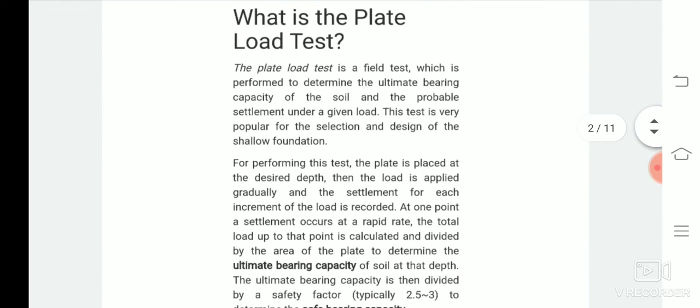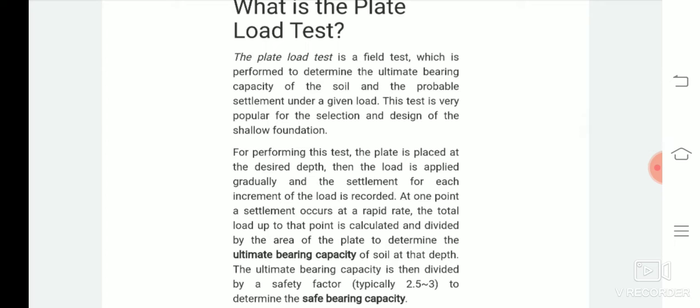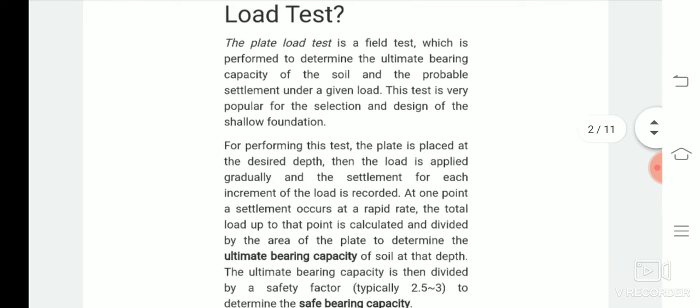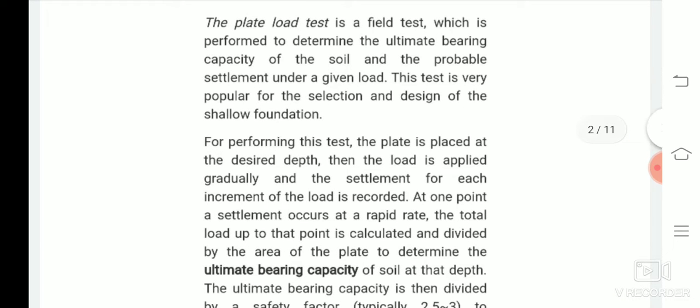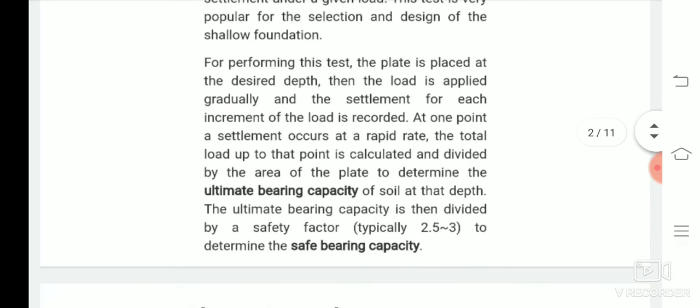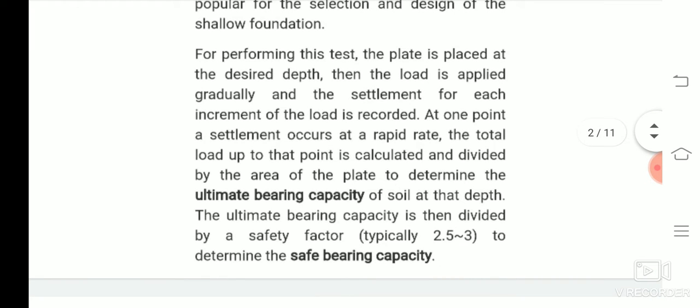So what is basically a plate load test? Plate load test is a field test which is performed to determine the ultimate bearing capacity of the soil and the probable settlement under a particular given load. This test is very popular for the selection and design of shallow foundations. So for performing this test, what we need to do?